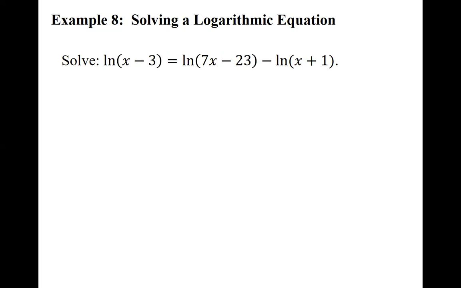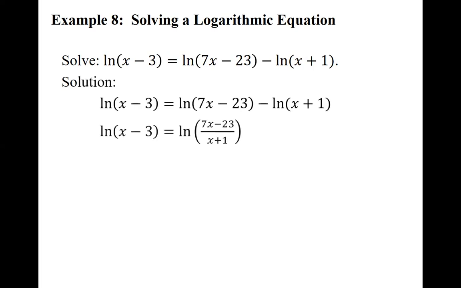Natural log of x minus 3 equals natural log of 7x minus 23 minus natural log of x plus 1. We can condense on the right. Natural log minus natural log is natural log of the quotient. First minus second, top minus bottom. Top is 7x minus 23, the bottom is x plus 1.